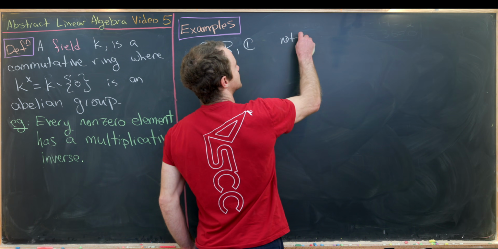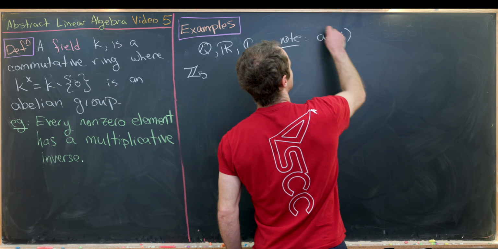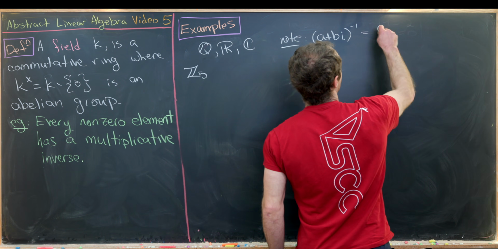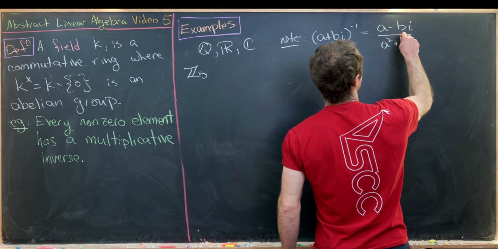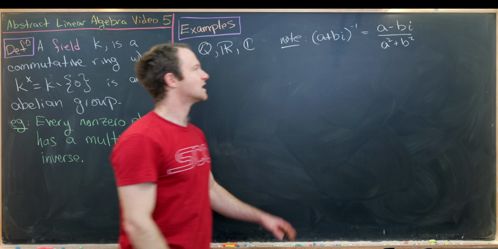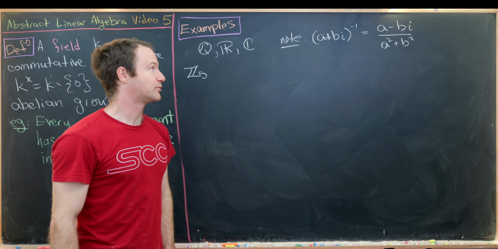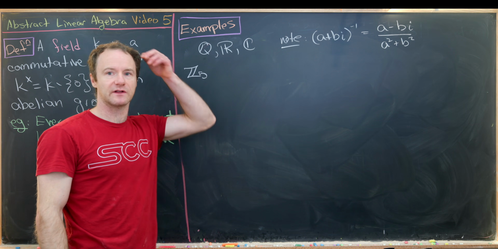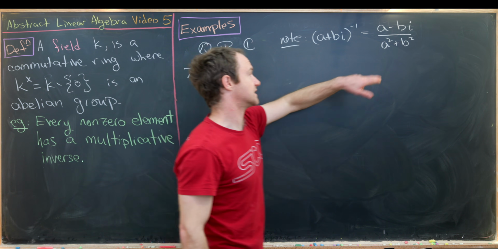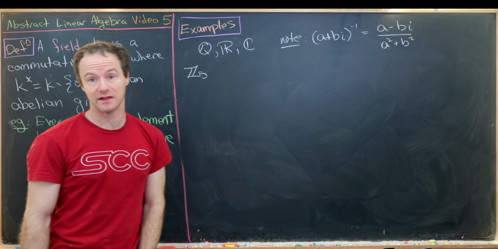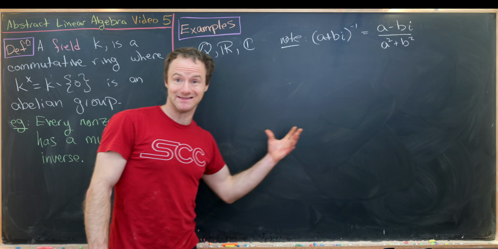Let's maybe note that if we take a plus bi, we can find its inverse by multiplying by a minus bi over a squared plus b squared. So I'll let you guys check that if you multiply this guy with a plus bi, then you'll in fact get the number 1. And this is possible as long as a squared plus b squared is not equal to 0, but that's possible as long as the whole thing is not identically 0.